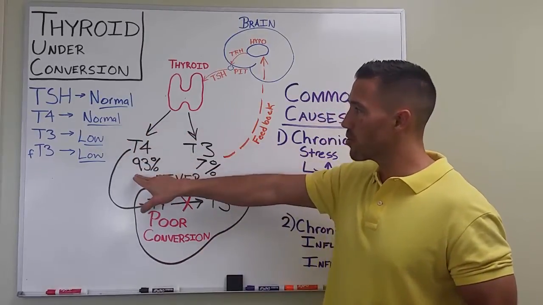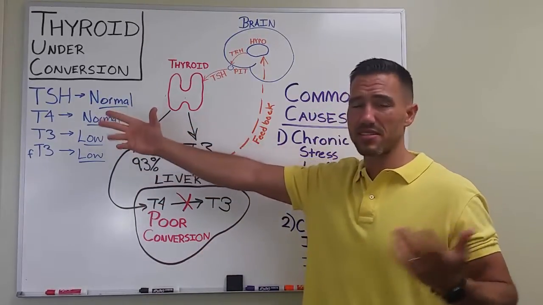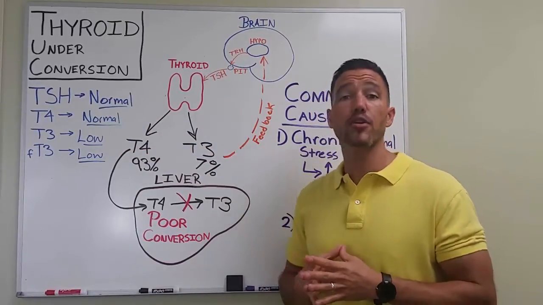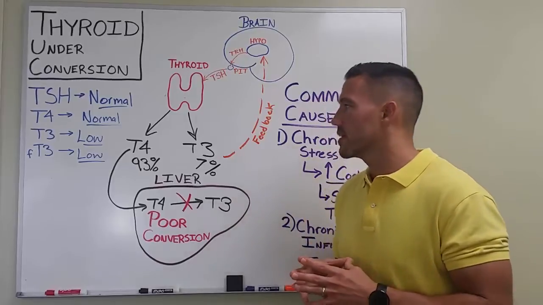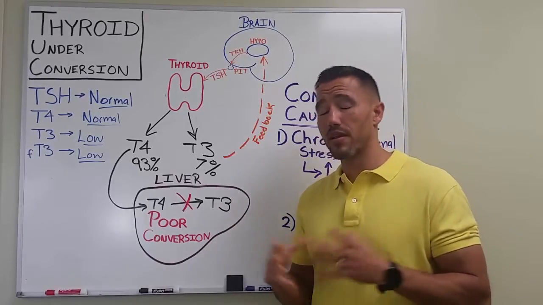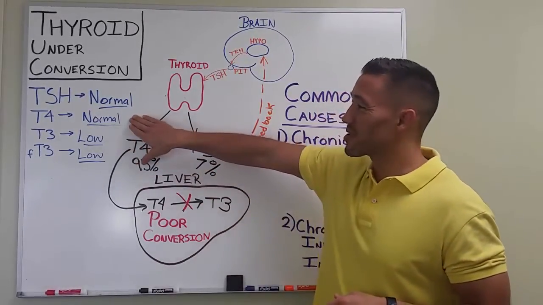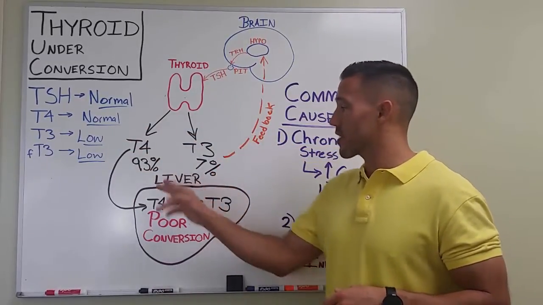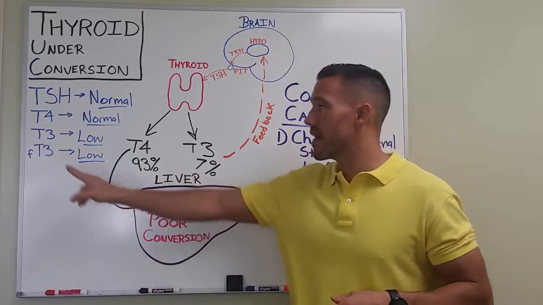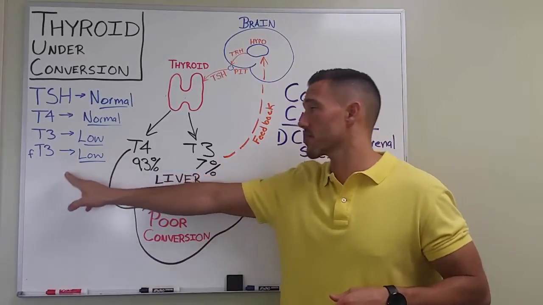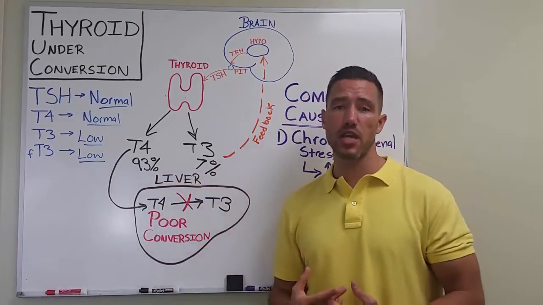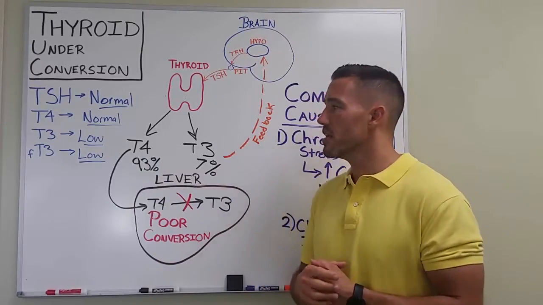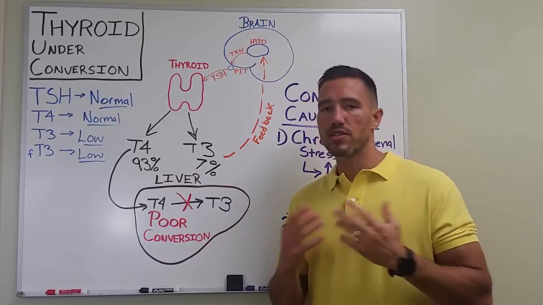So T4 is normal. The doctor just looks at TSH and says, well, I don't know what's wrong. It's not your thyroid, right? T4 is normal. T3 is typically low because you're having poor conversion of T4 to T3. Free T3 would also be low if it were checked. But is this checked in most cases? No, it's not.